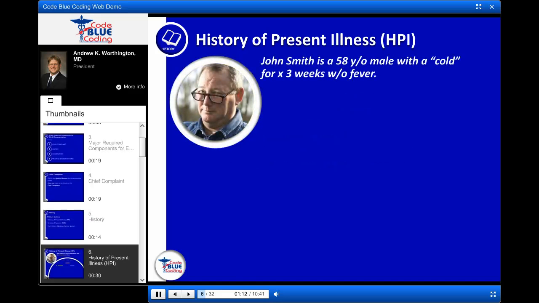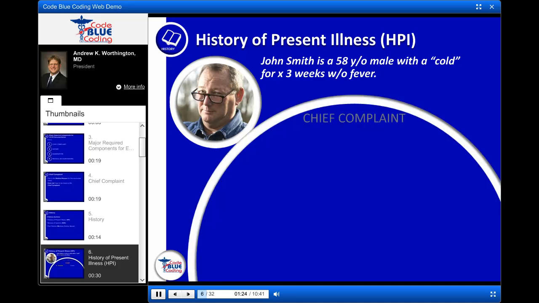John Smith is a 58-year-old male with a cold for 3 weeks without fever. All evaluation and management, or E&M documentation, must have a chief complaint. In this case, the chief complaint is a cold. The HPI element 3 weeks is assigned to the element category duration. This HPI has one element and thereby meets the minimum requirement for the brief HPI.